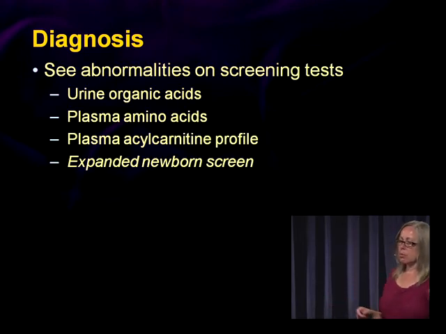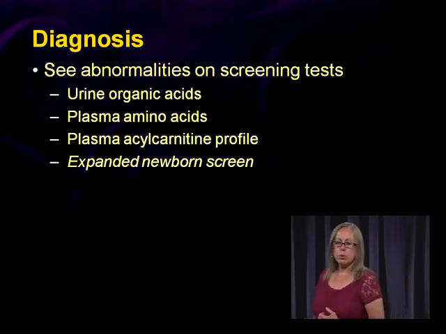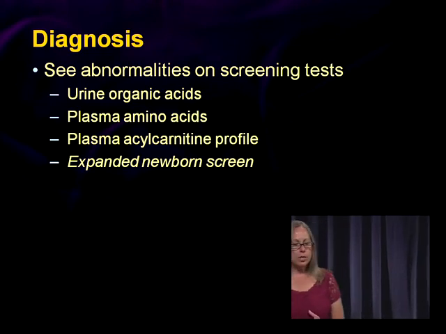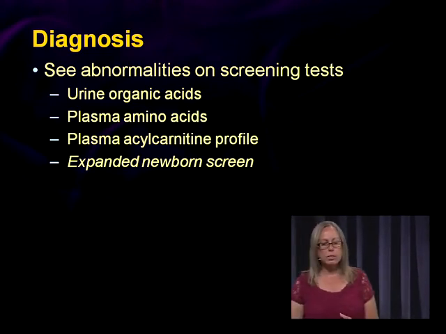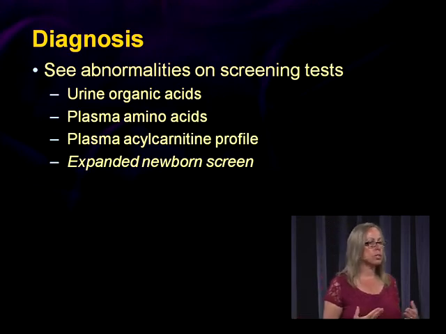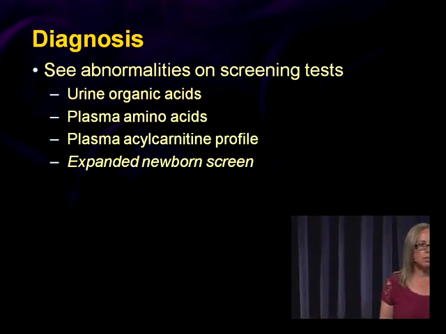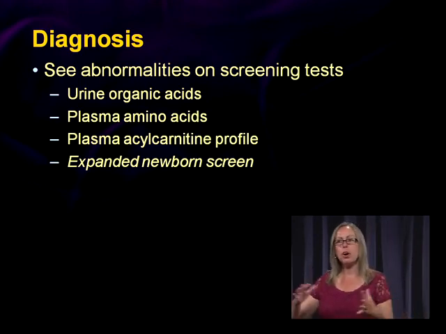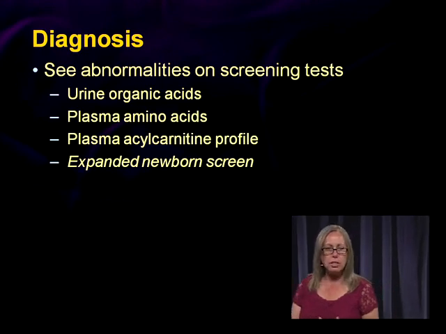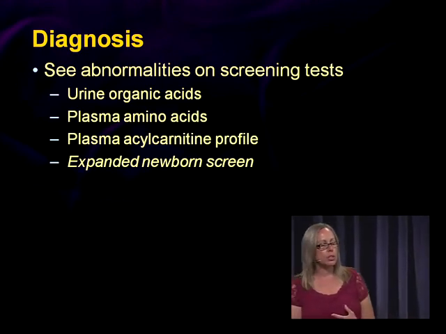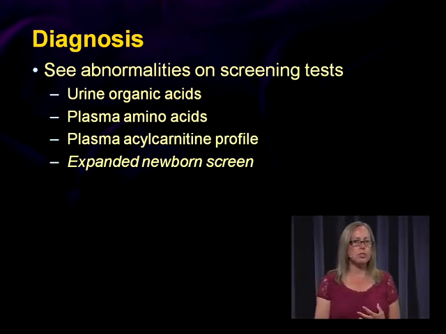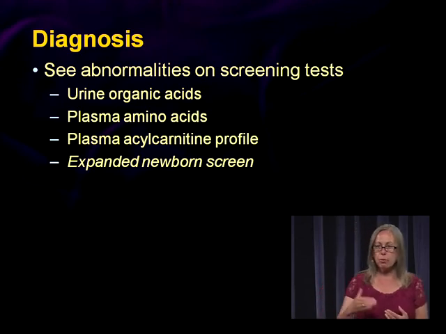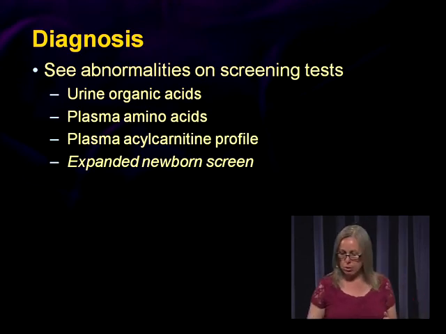So you can see abnormalities on screening tests. You look at urine organic acids, plasma amino acids, plasma acylcarnitine profile, and then most states now have moved to expanded newborn screening. So not only are you getting PKU and hypothyroidism, but you're now getting this whole tandem mass spec of all of these compounds, your acylcarnitines and amino acids, which allows us to pick up a much broader range of inborn errors of metabolism from the time of birth.